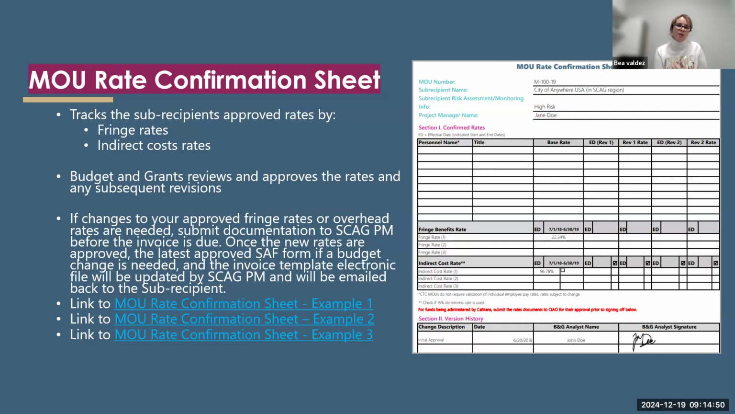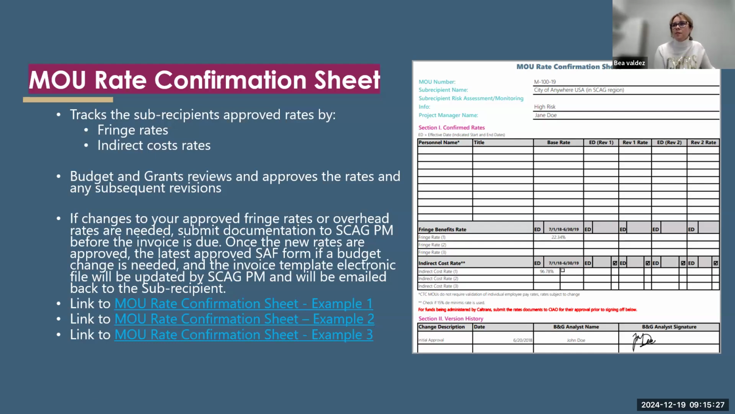At that point in time, we need to send this form to our budget and grants team. They need to review it and send it back, then we need to verify that the information is correct in your template. So it takes a little longer than if you submit it as soon as you have it available. Then your PM will work with budget and grants for that approval, and then we'll be updating your invoice template to provide you with a revised template with those rates embedded into it. So we do recommend that you are proactive with your submittal.